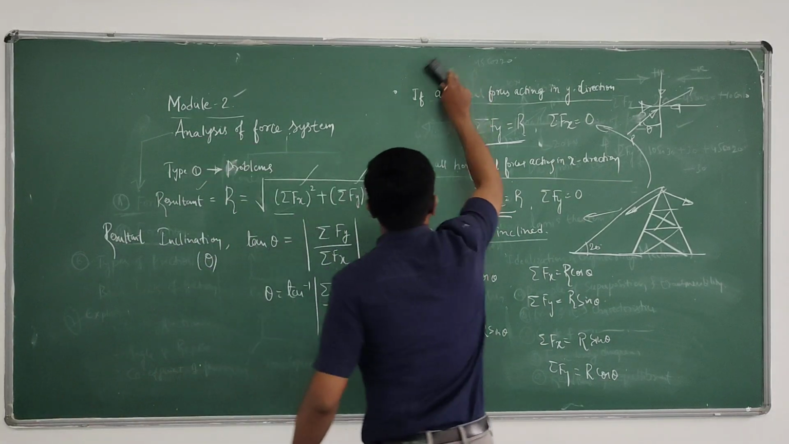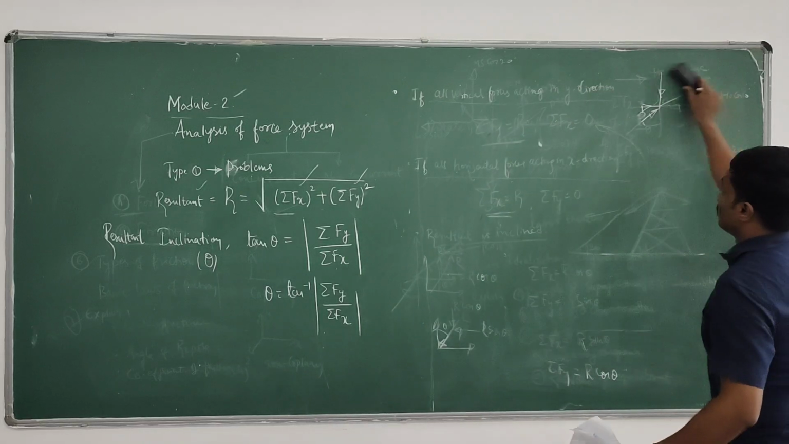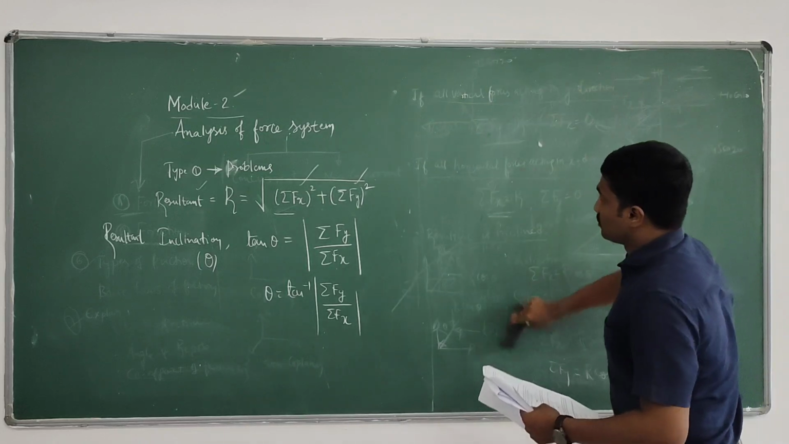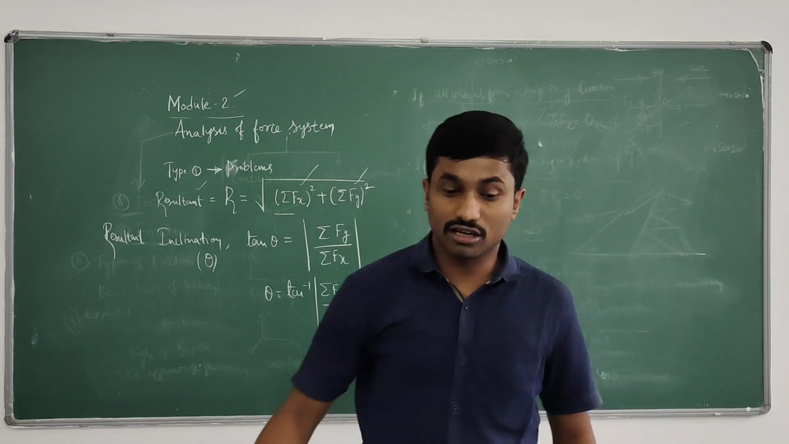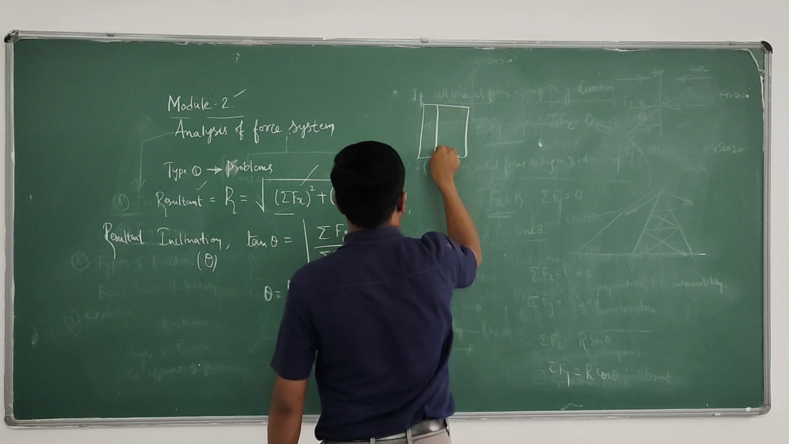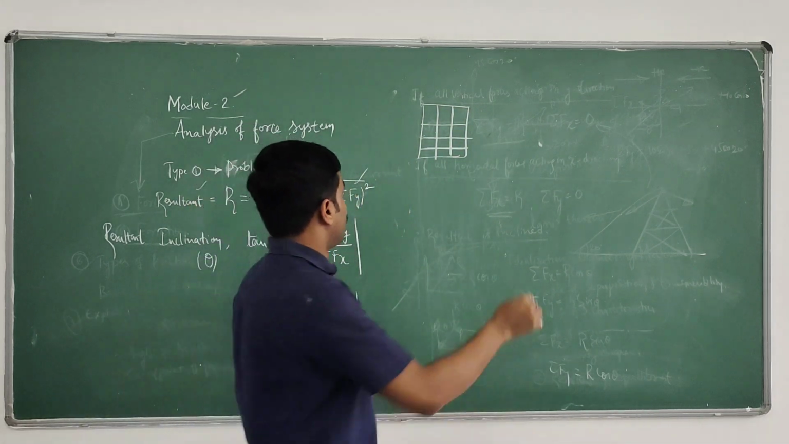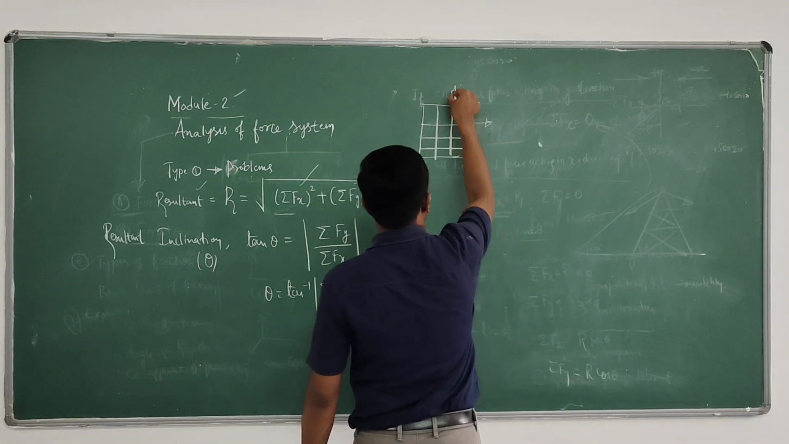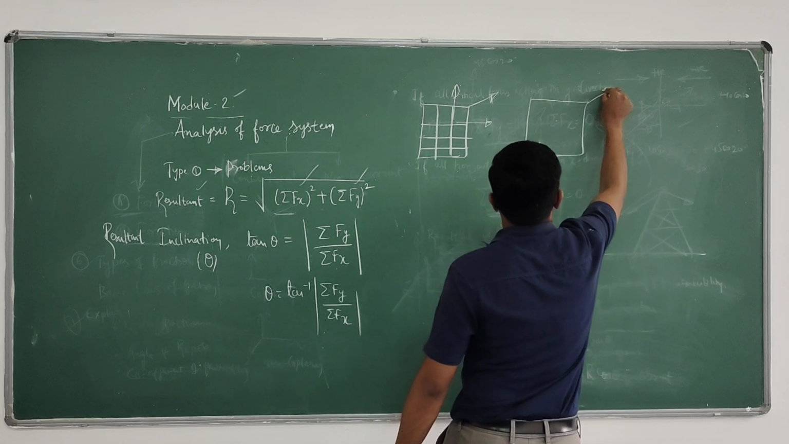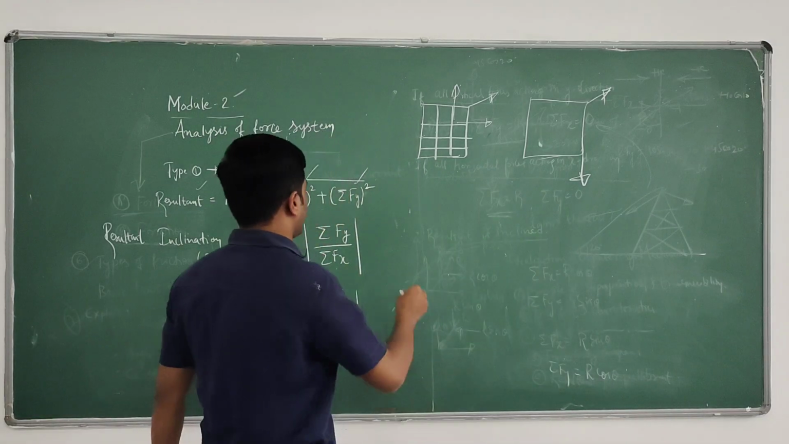The next one is numerical associated with Varignon's theorem of moment. That is also very important. Numerical associated with Varignon's theorem and Lami's theorem. Varignon's theorem, that is very important. You may expect to get this type of question. Find the position. Find the position. Like this. These are with respect to position.